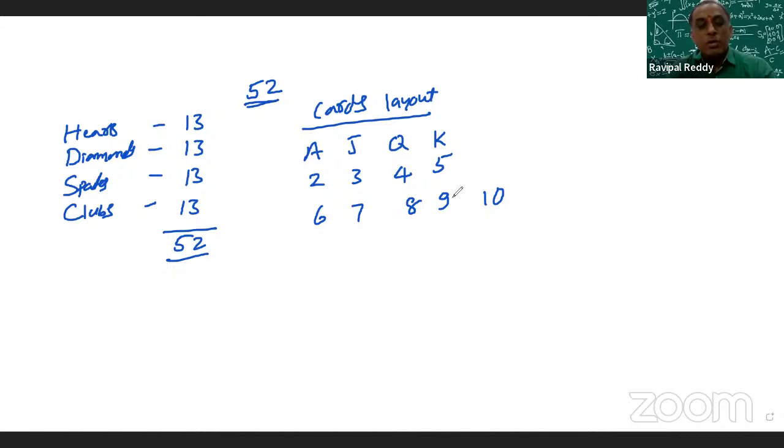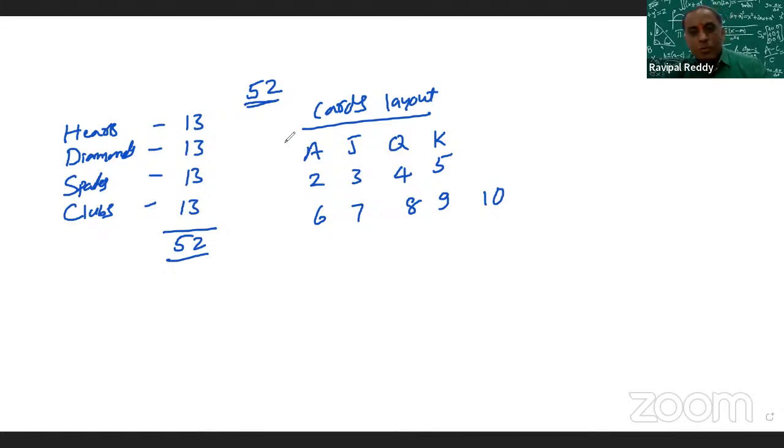So total how many cards are there in a pack? Total 13 cards are there in each and every suit. The total number of cards in a pack is 52. Each suit has 13 cards. The 13 cards are A, J, Q, K, 2, 3, 4, 5, 6, 7, 8, 9, 10.